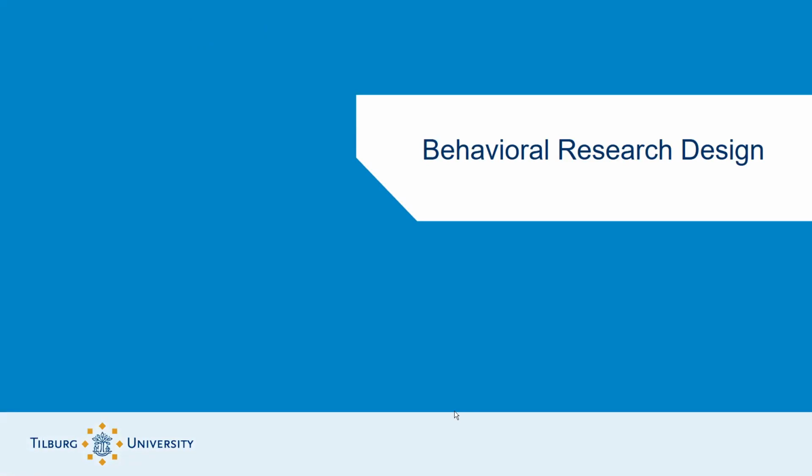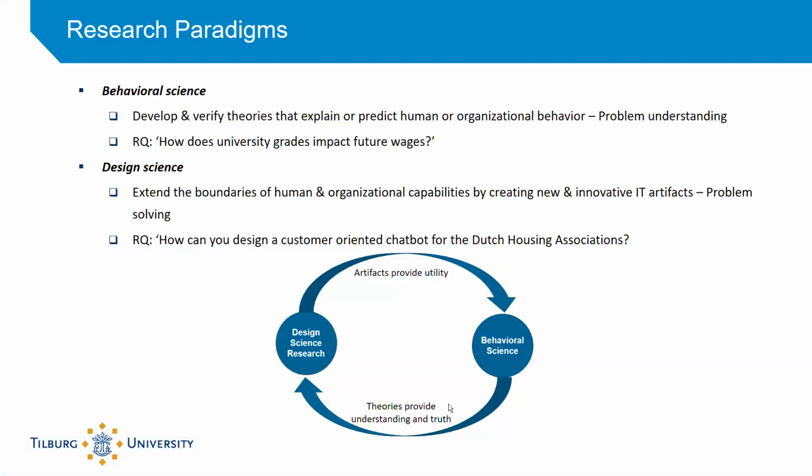Behavioral research design. So let's first position behavioral research in this whole gamut of IS research. First of all, behavioral research deals with creating new knowledge or new understanding, and it does that by developing and verifying theories that exist in the discipline. For example, a very interesting behavioral research question would be something like this: how do university grades impact future wages? It is a very interesting question, but it's also very relevant, and it's relevant for the discipline of labor economics.